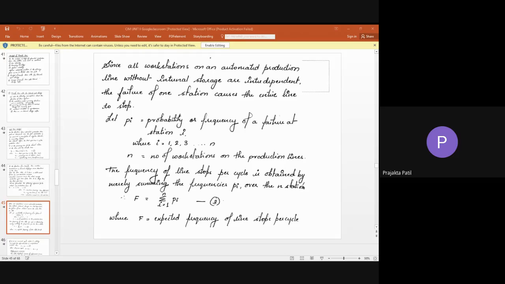Suppose the part is removed from that station, then it is said to be the lower bound approach. And whenever the part is still on the station, or it just moves to the next station, then it is said to be the upper bound approach. So just write down here, there are two types of approaches, that is the upper bound approach and the lower bound approach.